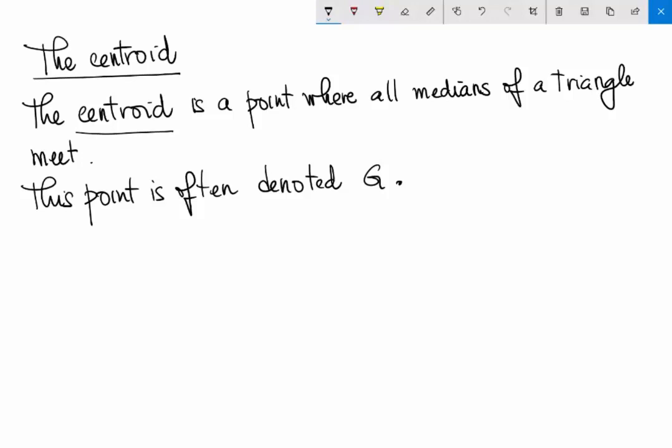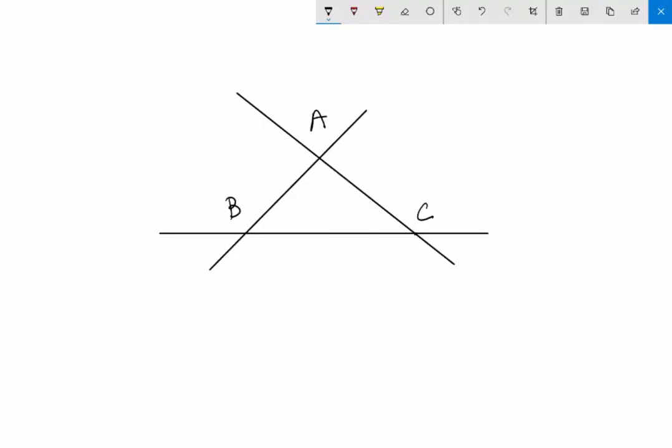Welcome to our new lesson titled the centroid. The centroid is a point where all medians of a triangle meet. Now I'll guide you through the steps necessary to draw the centroid of a given triangle.